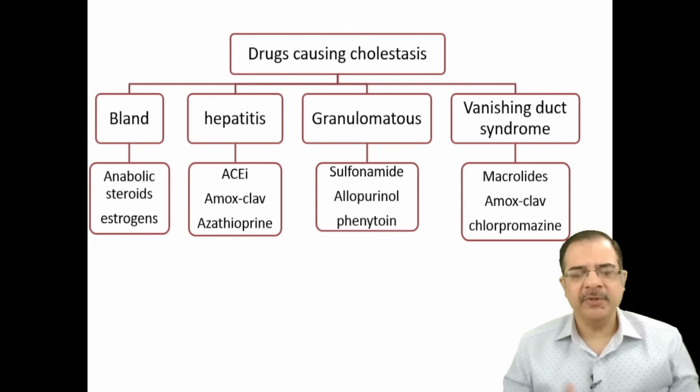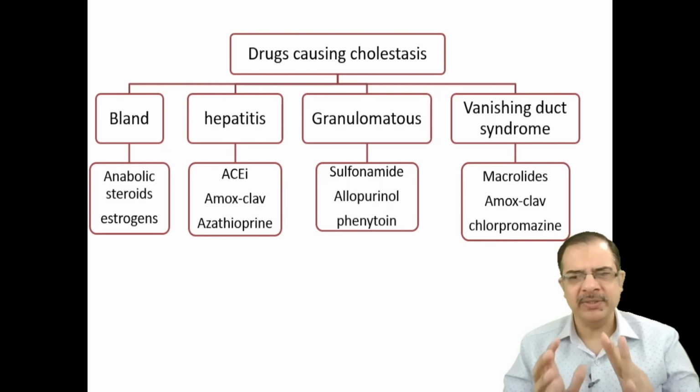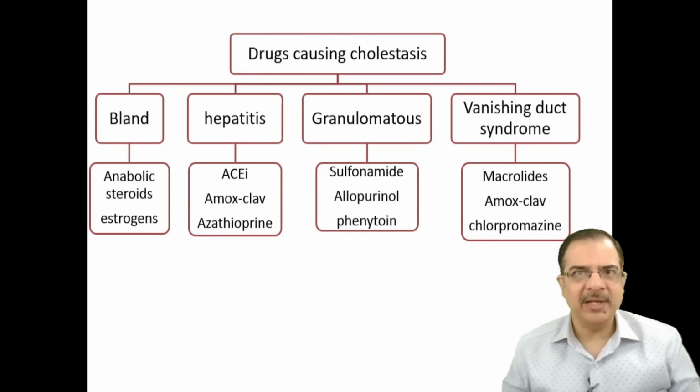Now the drugs which lead to cholestasis are divided into four groups. Those causing a bland cholestasis. Bland means there is no inflammation in the liver. So these drugs are anabolic steroids, like bodybuilders take anabolic steroids, or female individuals taking oral contraceptives containing estrogen.